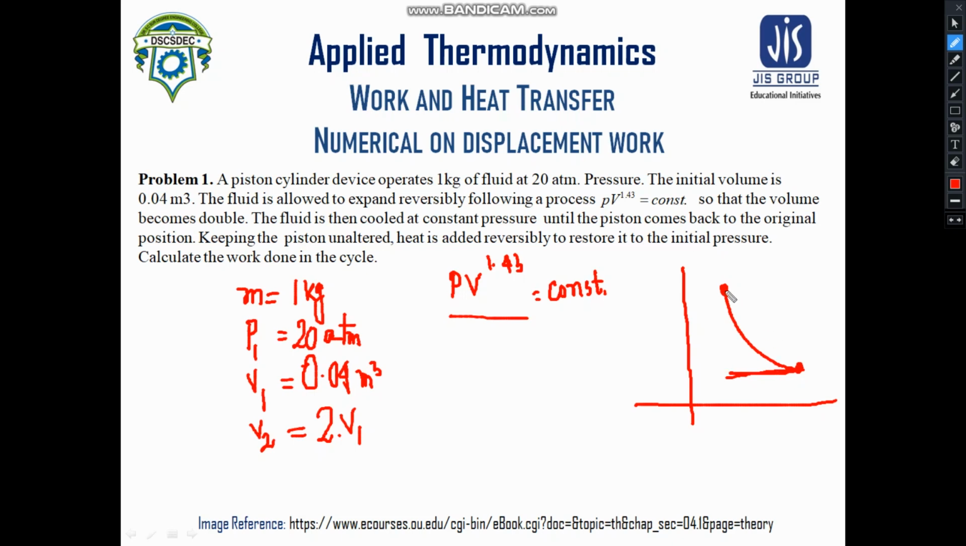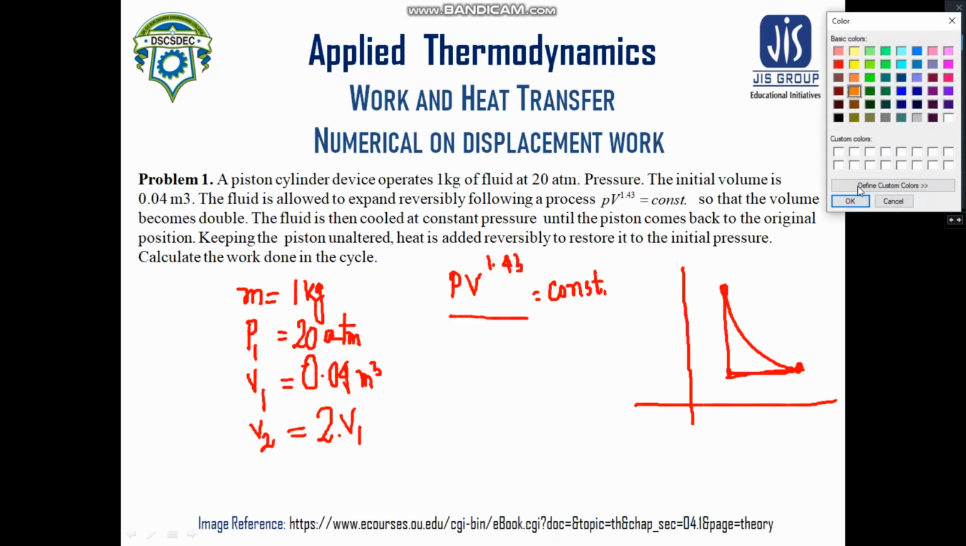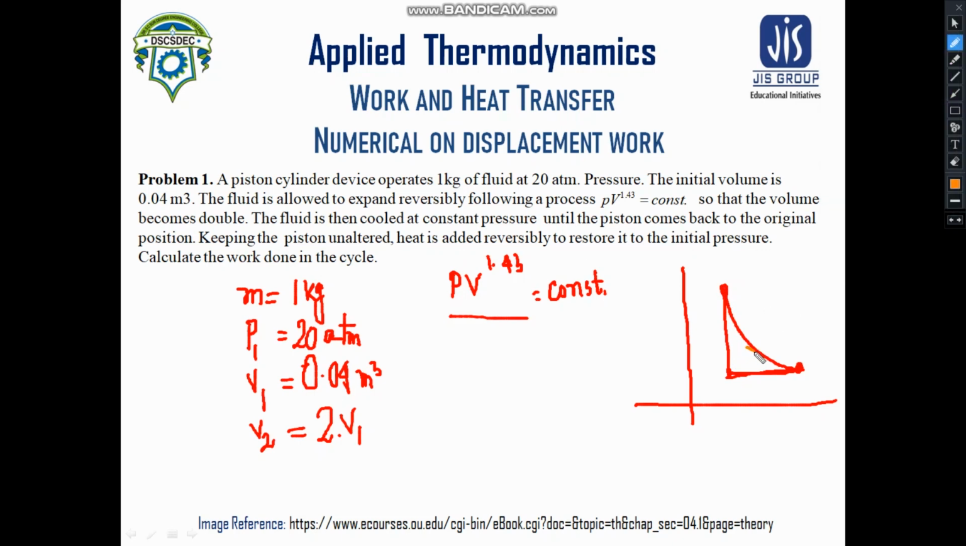Okay, so the original position means it has to be linear with this point. So this point and this point must lie on the same line. Okay, and then for the last process, what happens? Heat is added reversibly to restore it to the initial pressure. So that means heat is added here. I am showing you the directions.